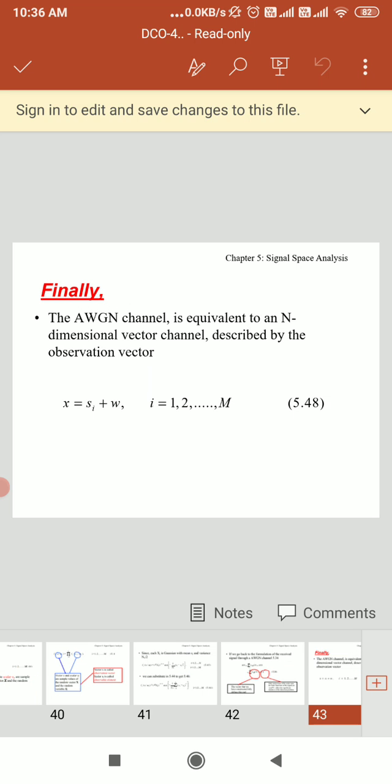Finally, we can say the AWGN channel is equivalent to the n-dimensional vector channel, which we describe by the observation vector, and you will get x equal to si plus w. So it will depend only on the n-dimensional vector channel, with si the transmitted energy signal and w the AWGN noise with zero mean. So you will get x equal to si plus w. Remaining we will see in the next class. Thank you.